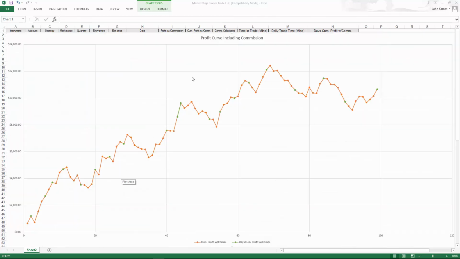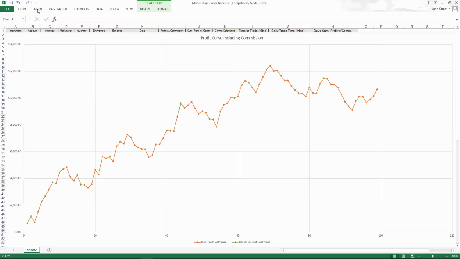Okay, here's our first profit curve. It's a profit curve including commission, okay? Every orange dot you see here is the actual trade, and every green dot is an actual day. So this is a little erratic looking curve, but it's real, it's realistic. There's 99 trades and there's 20 green dots here. You can see, so if you want to just look at green dots, you can do that.